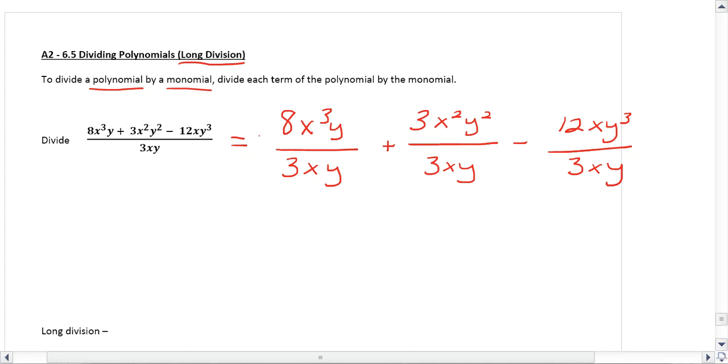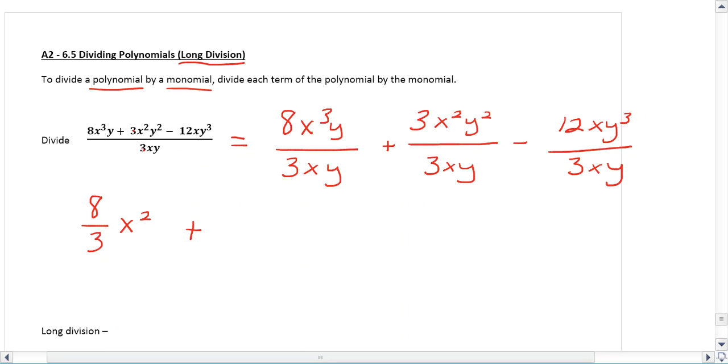So when we check, 8 doesn't divide by 3 evenly, so you can leave that as 8/3. And then you've got to remember your exponents. X to the third divided by x is x squared, and y divided by y is 1, so the y's cancel. Now let's look at the next term.